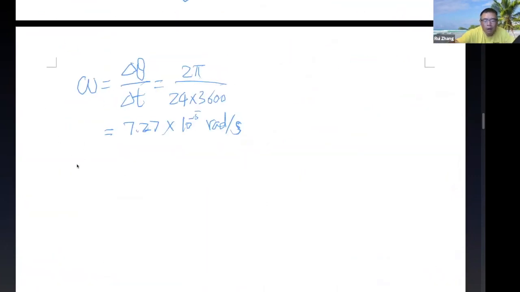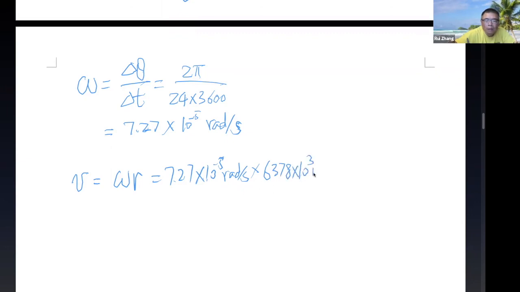But let's calculate the linear speed v here, for the person on the equator. So v equals omega r. Just take 7.27 times 10 to the negative fifth radians per second multiplied by the radius of the Earth at the equator, 6378 times 10 to the third. That's in meters, right? This is a kilometer, this is a meter. The unit you got is radian times meter per second, but radian is not really a real unit, so you get meters per second. If you multiply this together, I got about 464 meters per second.